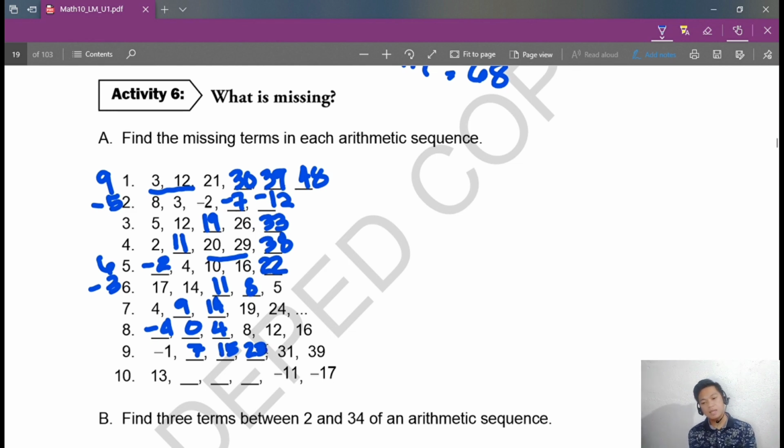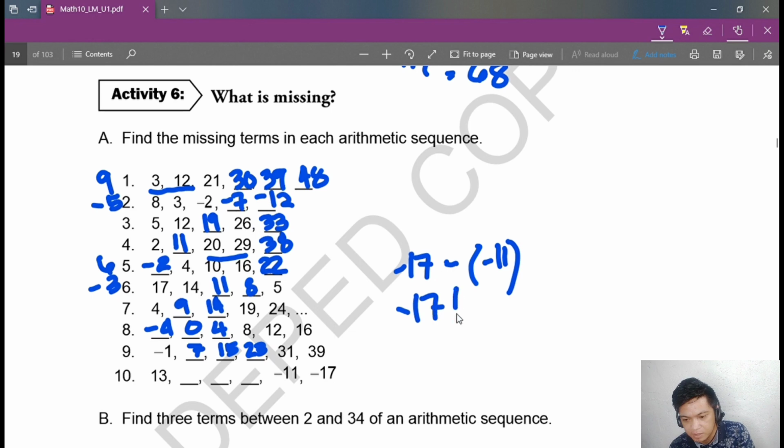And the last one, we have negative 17. Negative 17 minus negative 11. So, the answer is negative 6. So, negative 17. Check natin. Negative 17 minus negative 11. So, since magkasunod itong negative dito, maging positive yan. So, negative 17 proceed tayo sa addition is equal to negative 6.